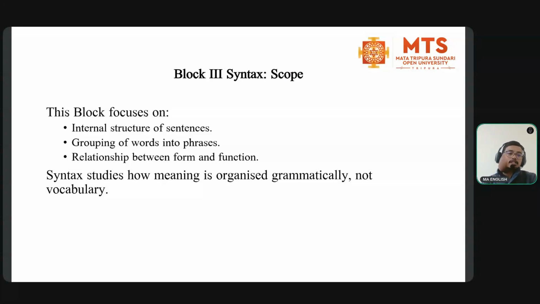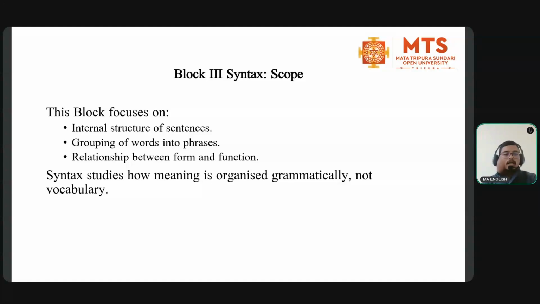So let's explain the scope of syntax. What exactly is it? Scope means here what areas this block actually covers. So this block focuses on the internal structure of sentences. It studies how words are grouped together into phrases, right? So syntax also studies the relationship between form and function. This means how grammatical form helps express meaning. Syntax does not study vocabulary, it studies grammar and structure. It explains how meaning is organized grammatically.